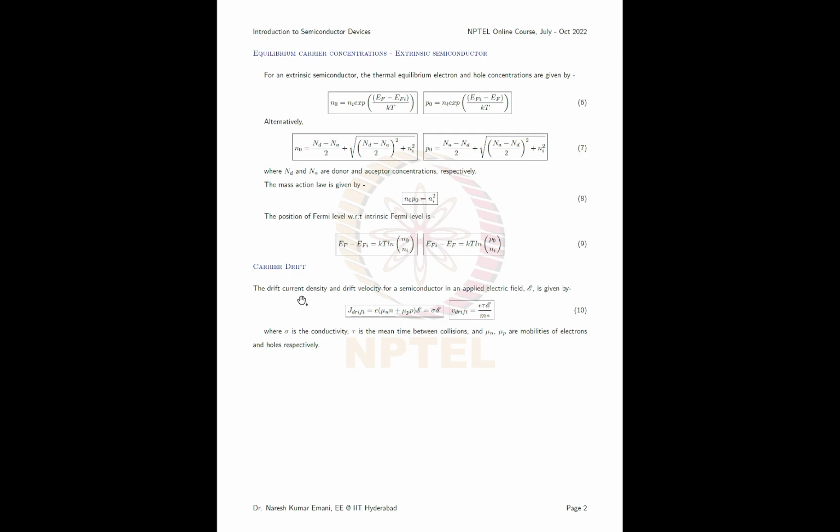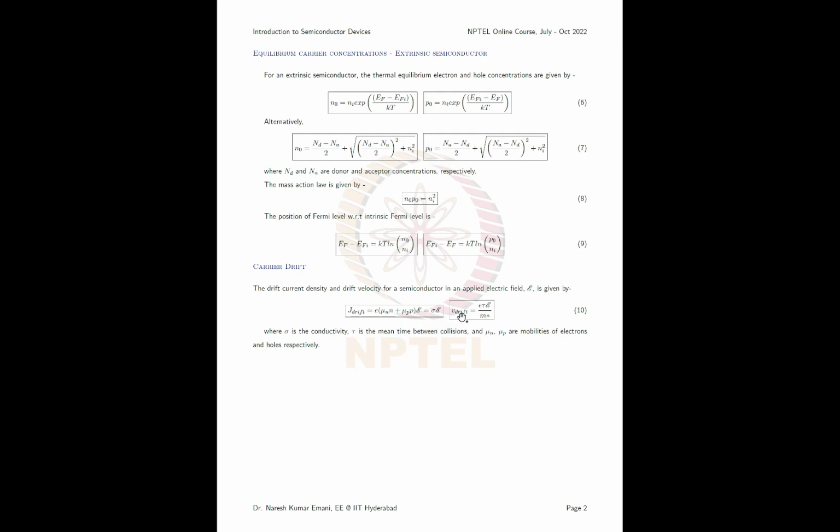Now we come to drift current density and drift velocity, which apply to the current flow in the semiconductor under an applied electric field. So your current density is given as e (mu n n plus mu p p) times the applied electric field, which equals sigma times the applied electric field. So sigma is your conductivity. Your mu n and mu p are your electron and hole mobilities, and this epsilon is your electric field. n and p are your electron and hole concentrations.